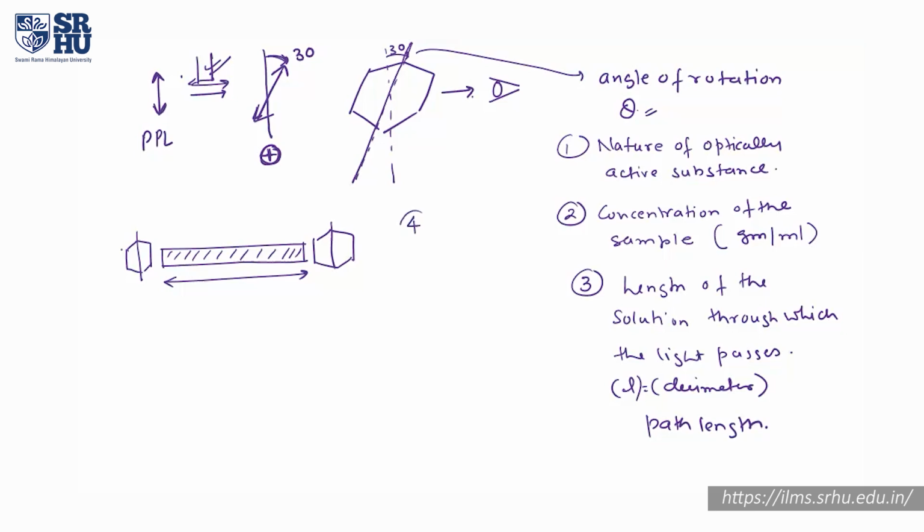The fourth factor on which the angle of rotation depends is the nature of the solvent. If your compound is a solid and you want to make a solution, you have to introduce a solvent, and you must remember that this solvent must not affect the optical rotation. It must not be optically active. So the nature of the solvent is a very important point to be taken care of.